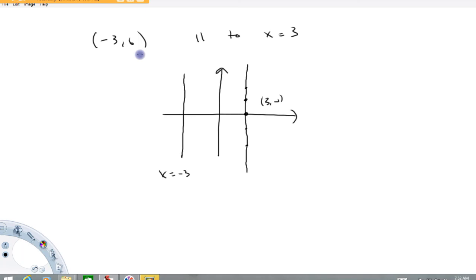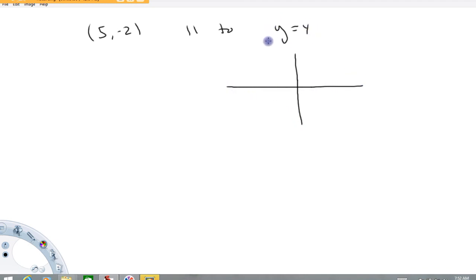Next one, number 4. A line that goes through the point 5, -2, parallel to y equals 4. So y equals 4, that's a horizontal line. You'll notice there's no x dependency here, and that means that x could be 0 and y would be 4. And x could be 1, y would be 4. X could be 2, y would be 4. -1, 4, -2, 4. And you get the idea, I'm sure.